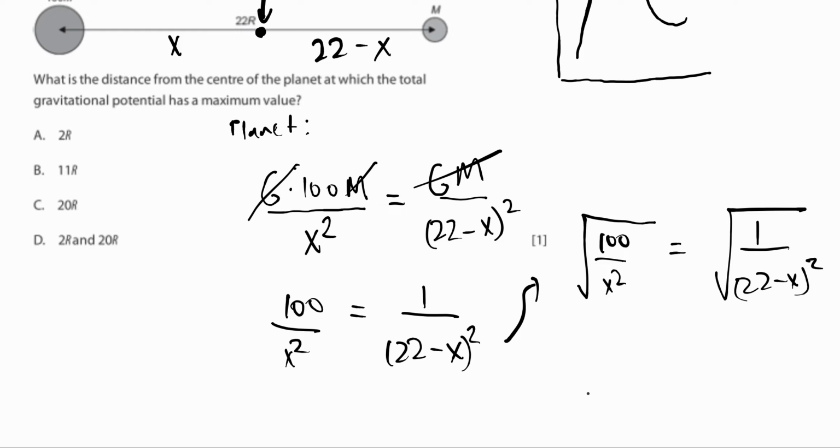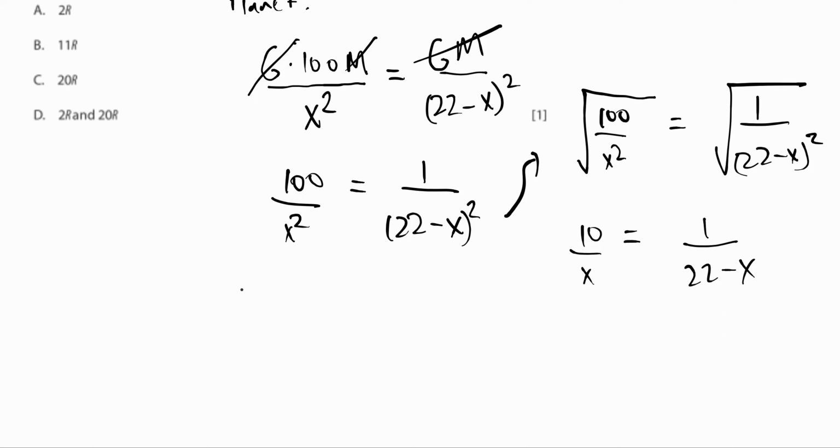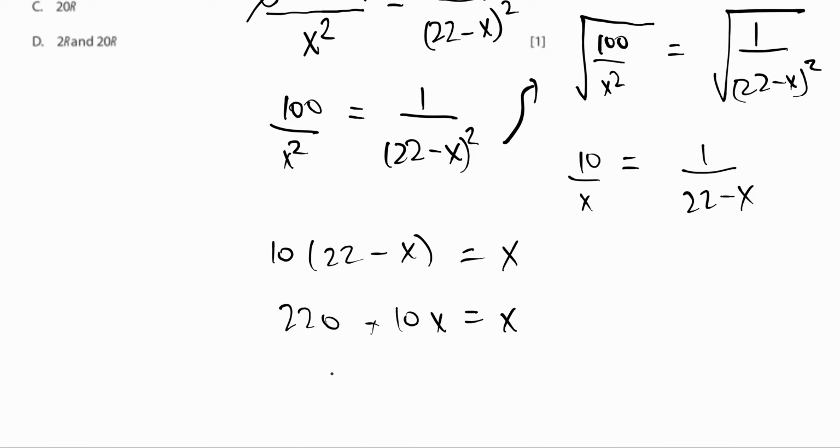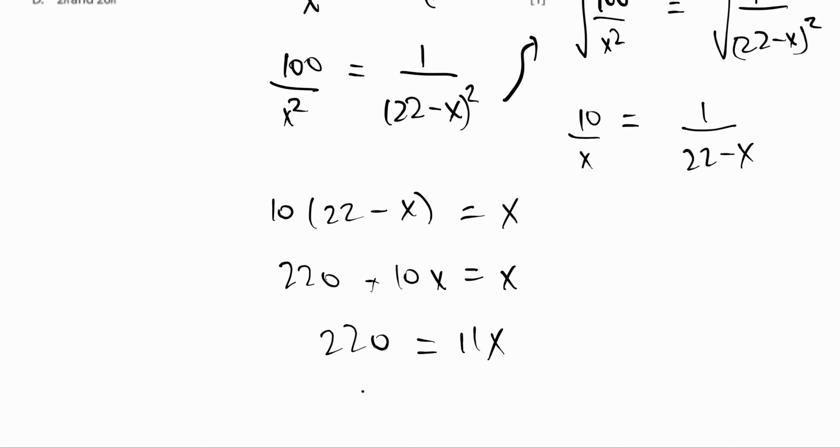Now what does this give us? 10 over x is equal to 1 over 22 minus x, isn't it? Now the math becomes a lot simpler. Now let's multiply on both sides. We get 10 times (22 minus x) is equal to x. So 220 minus 10x is equal to x. 220 is equal to 11x. So x is equal to 20.